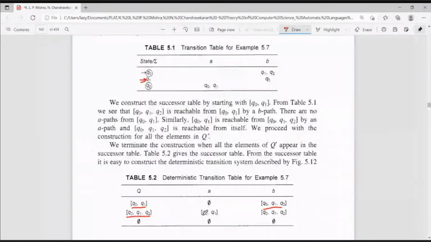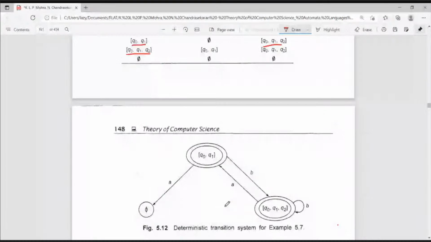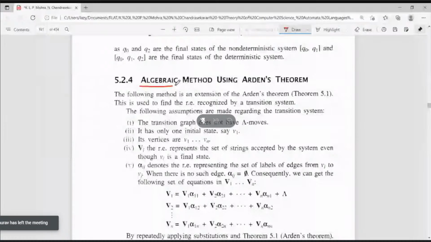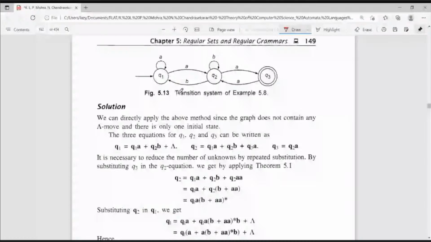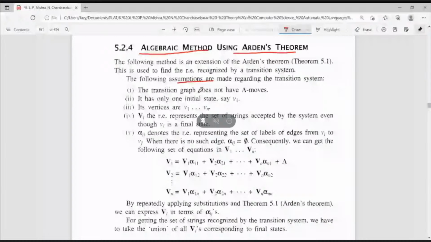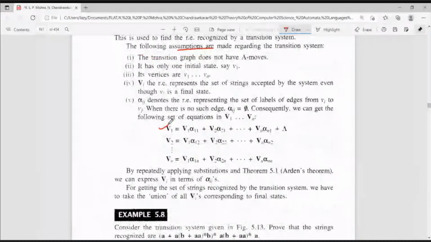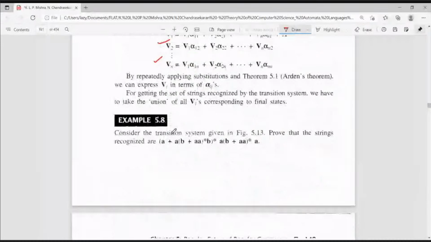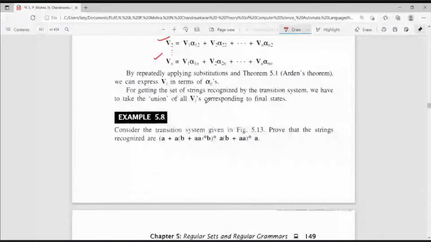Now let's start a new topic. Here basically what we are trying to realize is how we can use Arden's theorem in order to get an equation that represents this entire transition diagram. These are the assumptions, and based on that we have to formulate some equations, and those equations will represent the entire state diagram. Let's first see an example and try to correlate it with the concept later.